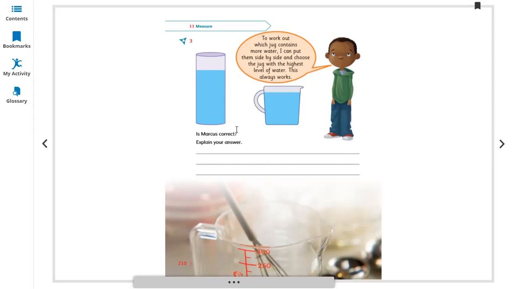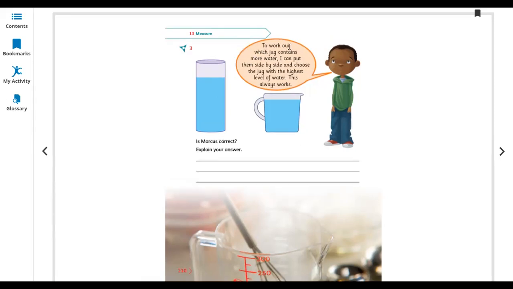Is Marcus correct? What is he thinking? To work out which jug contains more water, I can put them side by side and choose the jug with the highest level of water. This always works. So Marcus is correct. Explain why. Obviously not. He's not correct. You can see this one, the height, and this one, the width, not the same. So we cannot say that both jugs are the same. So you can write it. No. Okay. He is incorrect.